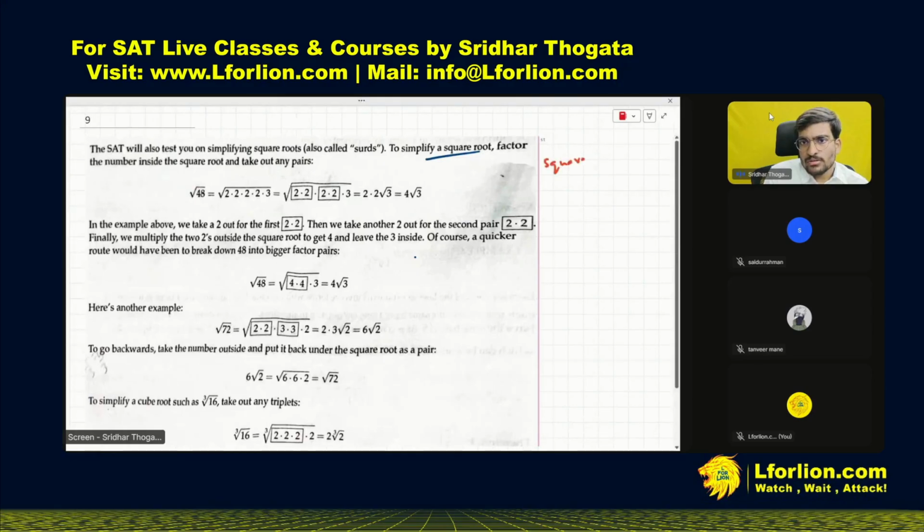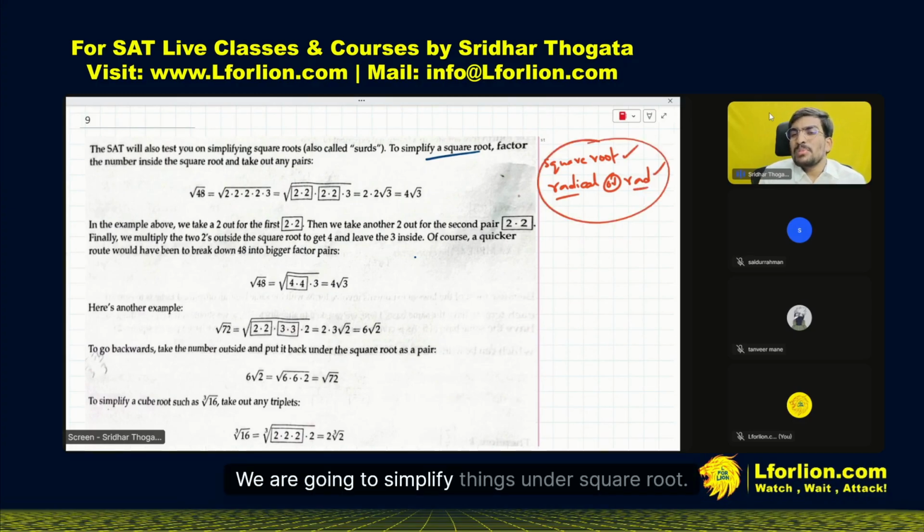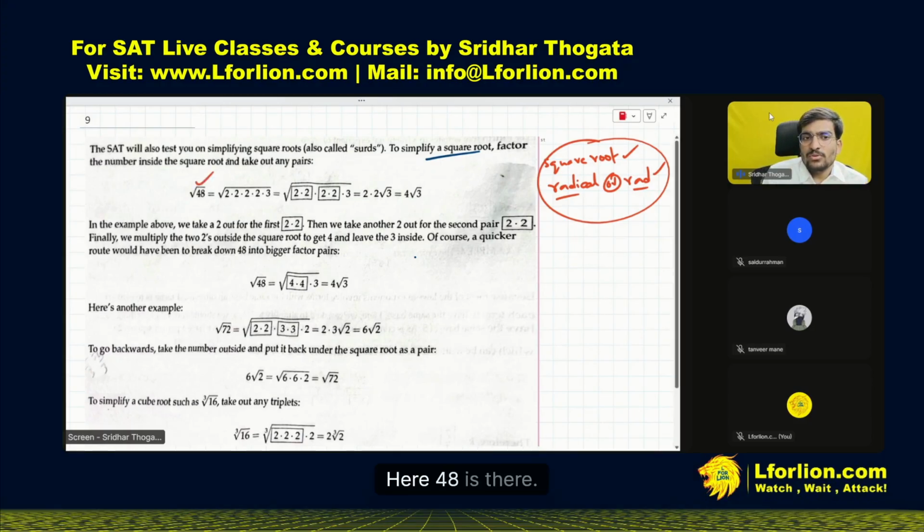Square root, radical, or we call it as rad, RAD, rad. All of them are same. These all are same. We are going to simplify things under square root. How to simplify things under square root? Here 48 is there. So let me tell you, we are going to use one method, which is factorization.